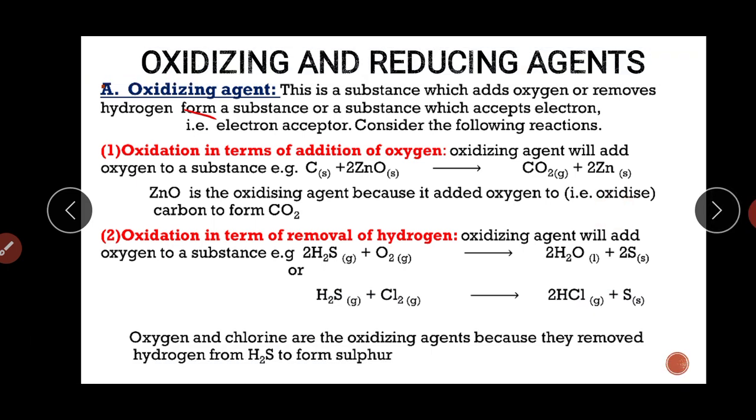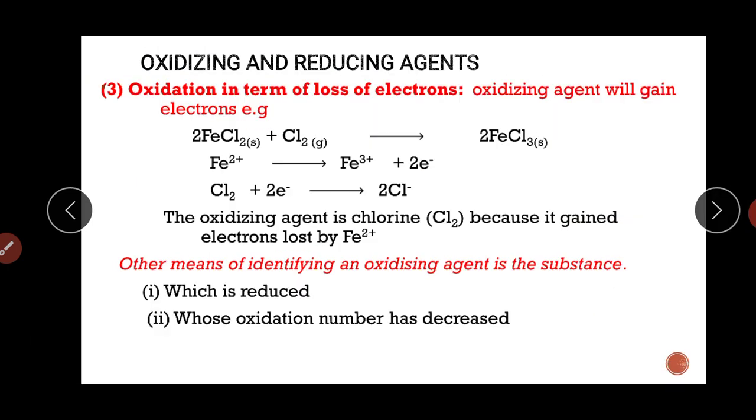Now the next slide talks about the last one, which is oxidation in terms of loss of electron. Oxidation in terms of loss of electron. So the oxidizing agent will gain electrons. Let's look at these three reactions. Iron chloride plus chlorine. You can see here, this is iron 2 on the left, it has turned to iron 3. This is iron 3 now.